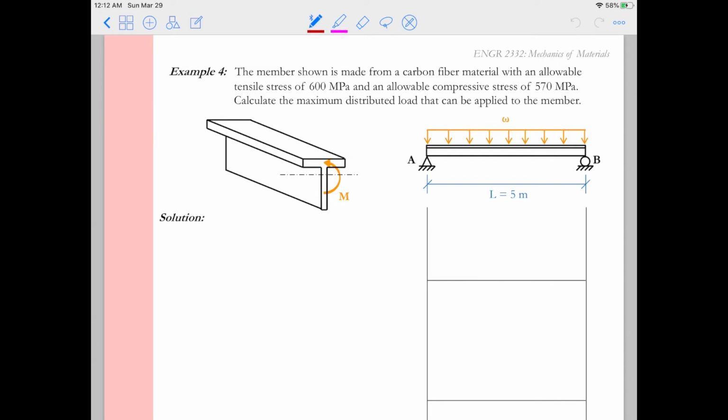Hi mechanics friends, I hope you're ready to continue calculating bending stresses in beams. It's such a great adventure out there in this world.